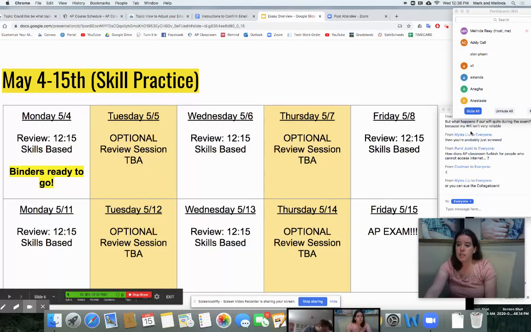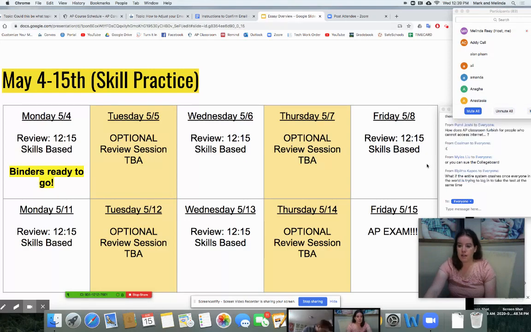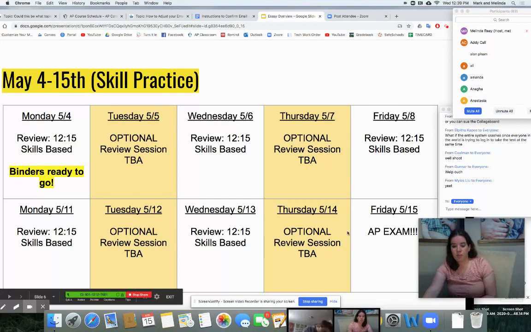Somebody said on here, what if your Wi-Fi quits? If your Wi-Fi quits, then you are possibly eligible for the makeup exam in June. But if it quits again, you are not eligible for the AP exam. What if the entire system crashes once everybody is trying to get on? The good news is we are on the 5th day of the exams. So if everything's going to crash, it would be on your Monday, May 11th exams. Those are the exams that I would be worried about, especially if you have the 8 a.m. exam time.